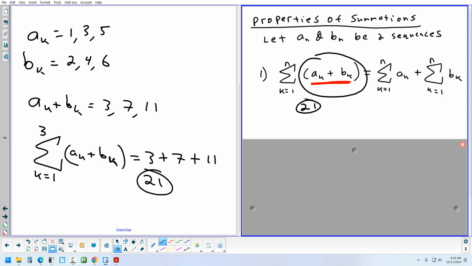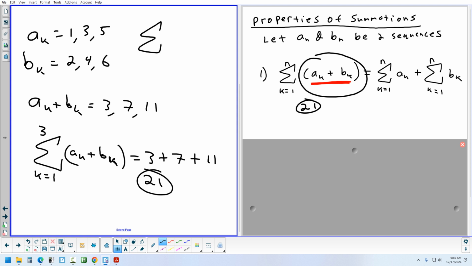Now let's do it the way that's on the right. The way that's on the right says before you combine the sequences together, add the numbers up in each sequence separately. So let's do the sum of every number from the first one all the way to the third one of a sub k. What's the first number in a sub k? 1. Second number? 3. And the third term? 5. What do you get if you add up all the numbers in sequence A? You get 9. Okay, that's this part right here.